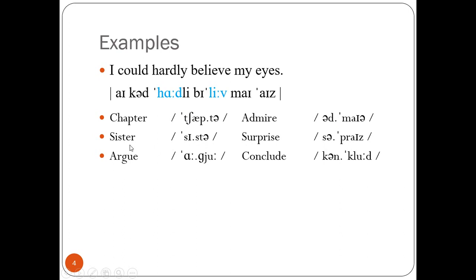Look at this word sister. Here again the first syllable is stressed and the second is not stressed, okay, it remains unstressed. Surprise, surprise. Look at here, again the second syllable is stressed, okay. And argue, so the first one is stressed, okay. And then we move on to the last example word, conclude. Look at this word, conclude. The second syllable is stressed.